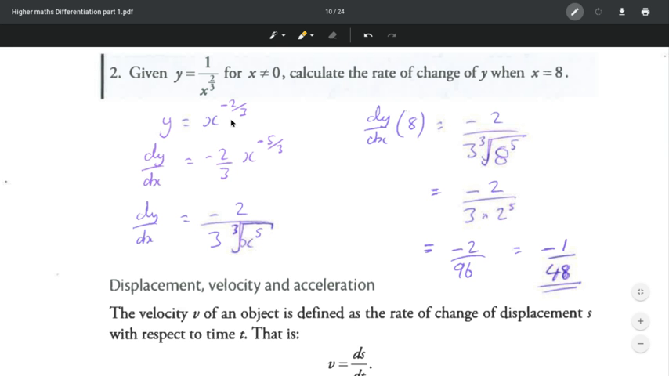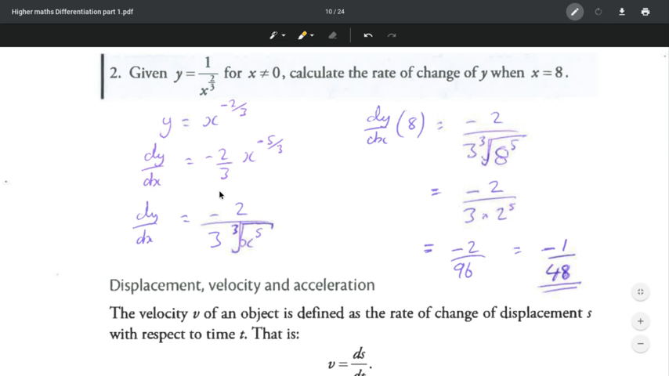Find dy/dx, so negative 2/3 to the front, reduce the power by 1. So negative 2/3 minus 3/3 would be negative 5/3. And then after that, because I'm going to substitute in a value of 8, I would never ever substitute straight into here unless I had a calculator. Okay, don't try and evaluate x to the negative 5/3 without rewriting it into a suitable format.